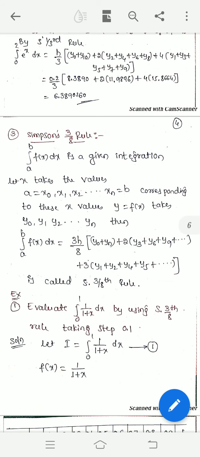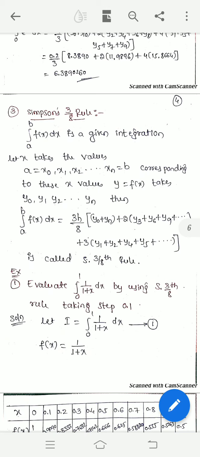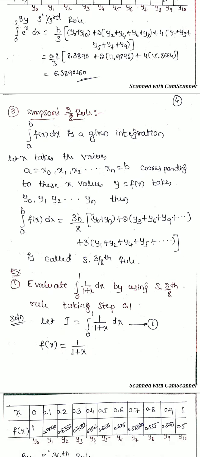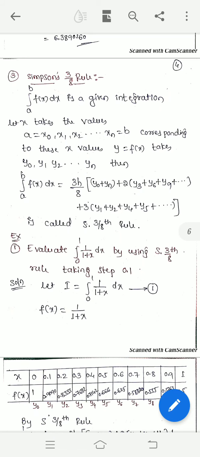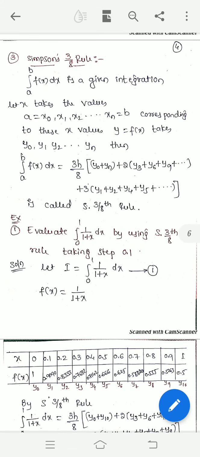Let me see another, third method in quadrature, that is numerical integration, called Simpson's 3/8 rule. So what does Simpson's 3/8 rule say? The given integration is integration from a to b of f of x dx. Let x take the values. Here the given interval can be divided into n subintervals, that is a equal to x0, x1, x2, and so on up to xn.